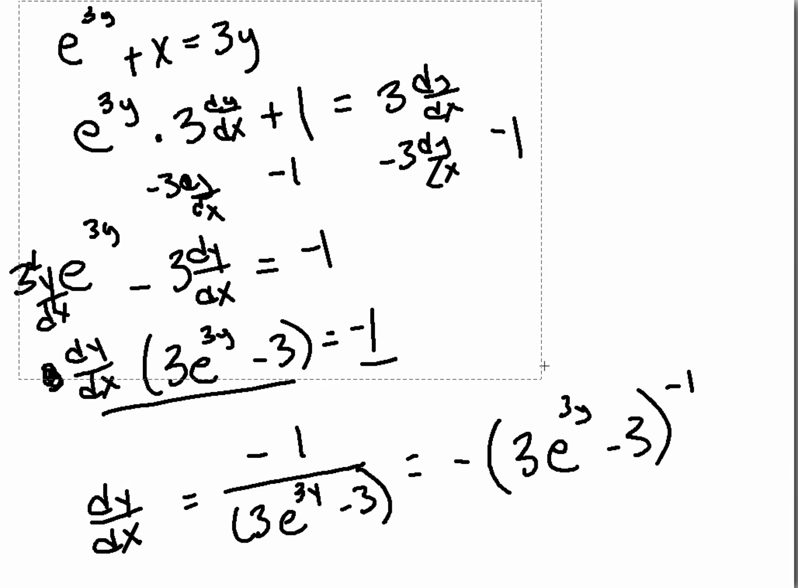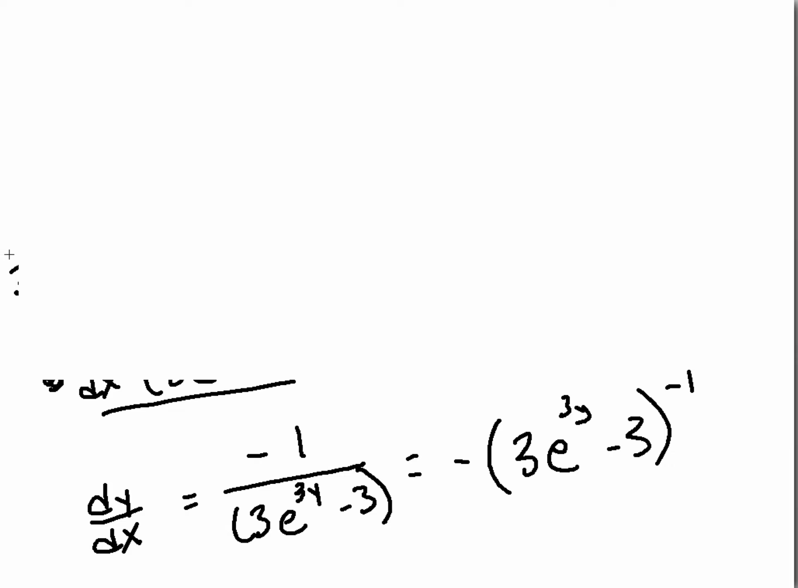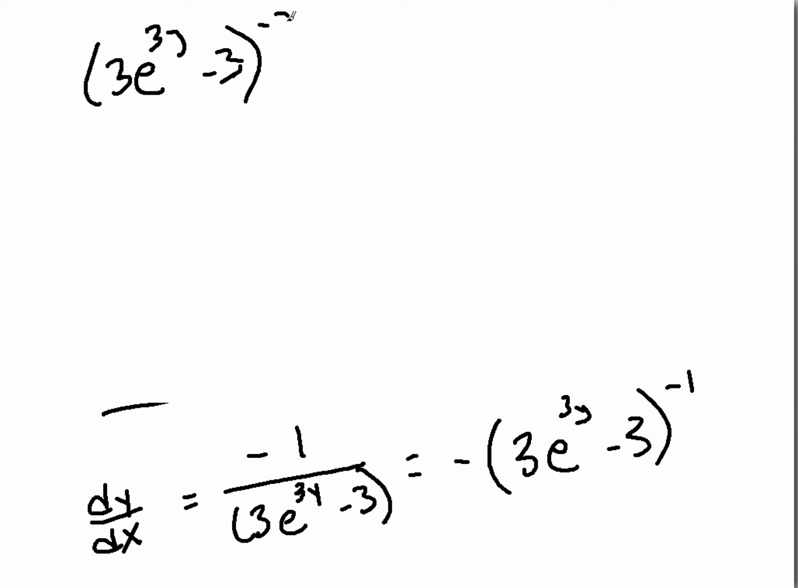To work the chain rule, we're going to work from the outside in. So I'm going to have negative 1 times a negative, which is going to be a positive 1. Then I'm going to have (3e to the 3y minus 3) raised to the negative 2, because negative 1 minus 1 is negative 2. Then I'm going to multiply by the derivative of the inside. So the derivative of 3e to the 3y is 9 dy/dx times e to the 3y, because I'm taking the derivative of e to the 3y. And then we have minus the derivative of 3, which is going to be 0.